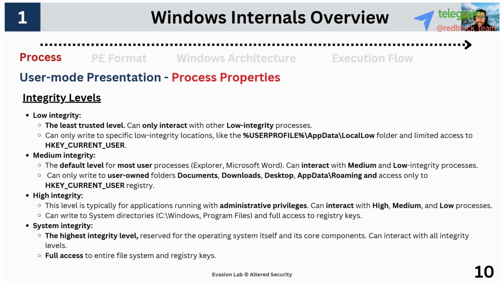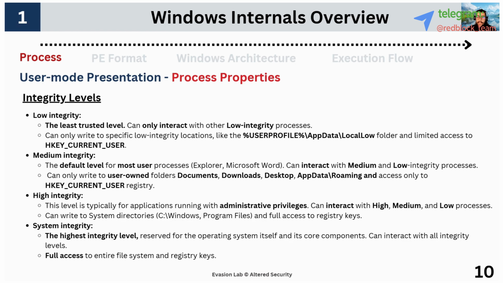The next integrity level is the medium integrity. It is the default level for most user applications, including File Explorer and Microsoft Office. It can interact with both medium and low integrity processes. It can write to user-owned directories like Documents, Downloads, Desktop, and access the HKCU.